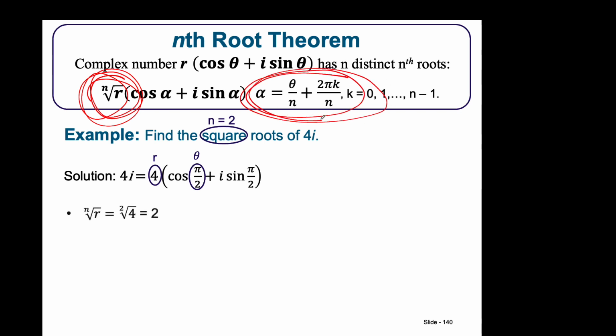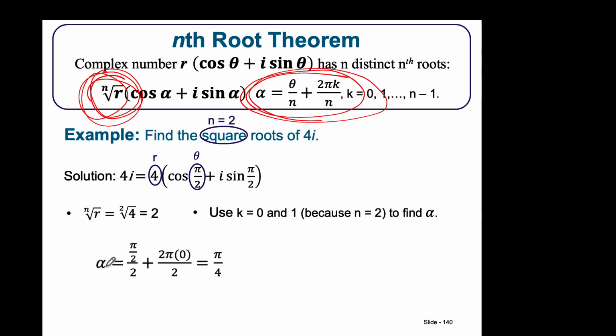So we take the nth root of r, which is the square root of 4 in this case, which is equal to 2. Now we're going to take our theta, which is pi over 2. We're going to use k equals 0 and 1 because that will get us 2 roots. See, we're trying to build up to 2. Every time, start with k equals 0 and then build up until you have the number of roots, or whatever n equals, that you're asked to find.